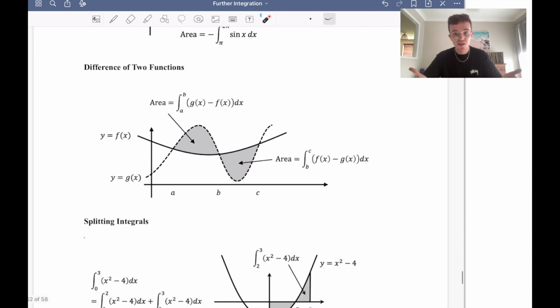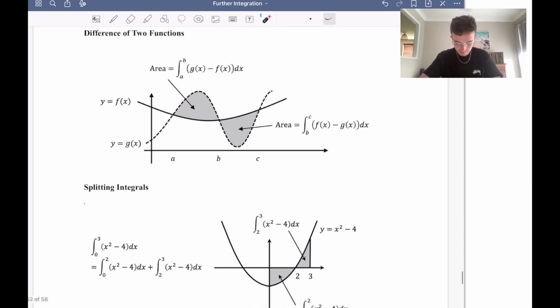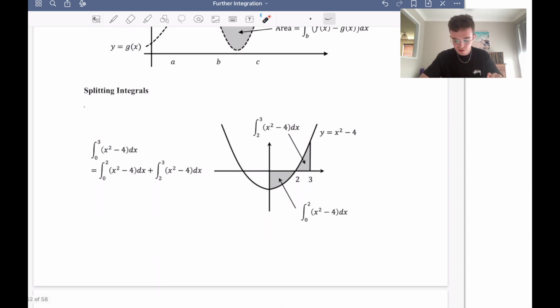Of course, nice and easy, the difference of two functions is going to be the higher function minus the lower function every time. Of course, that deduction from the fundamental theorem of calculus is that we can split integrals into two different integrals. So the integral from 0 to 3 of a function is the same as the integral from 0 to 2 plus the integral from 2 to 3 of the same function.